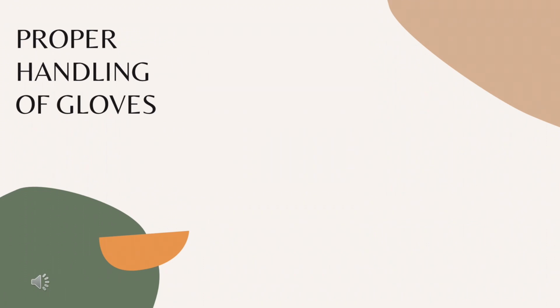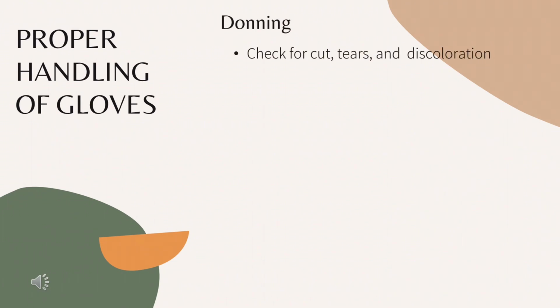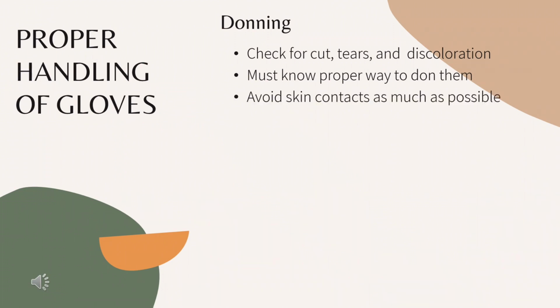Firstly, when donning, they should check for cuts, tears and discoloration, as that may be an indication of degradation and it should be disposed. The staff must know the proper way to don them, minimizing skin contact as much as possible. In order to avoid cross-contamination, precaution steps should be taken in avoiding touching materials such as cell phones, clothes, face and eyes.